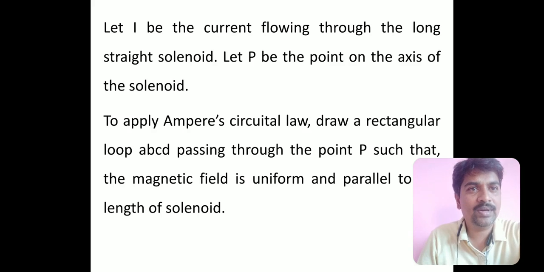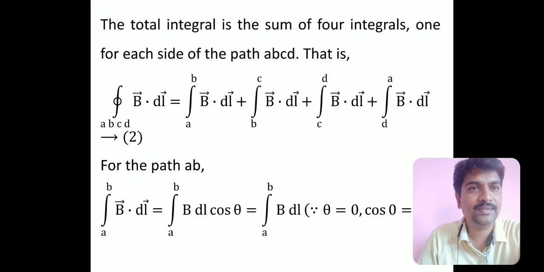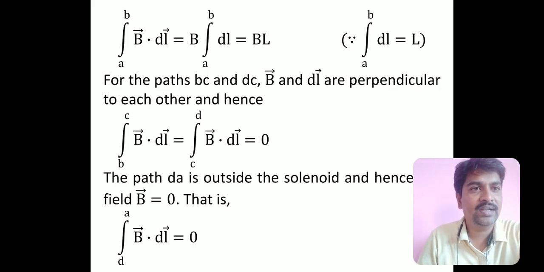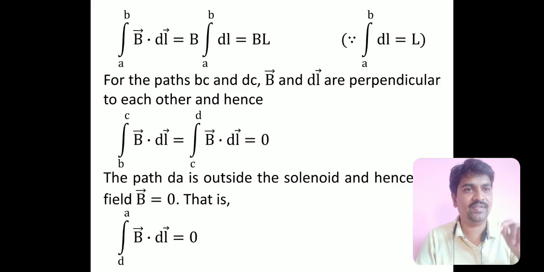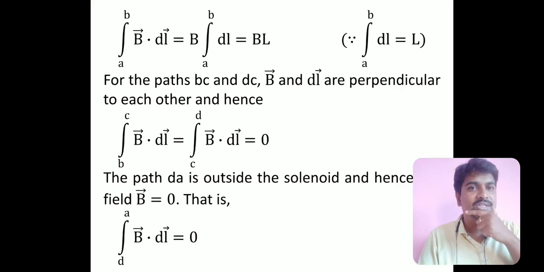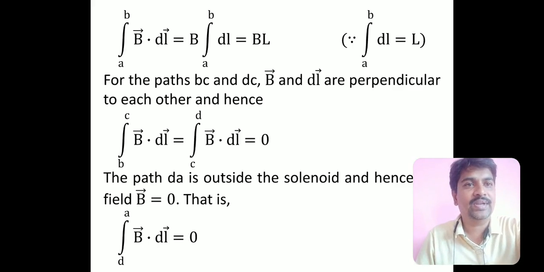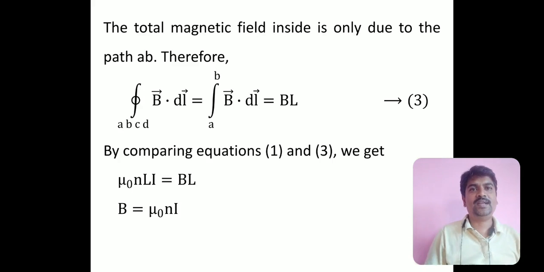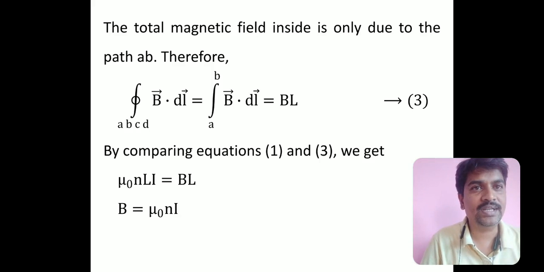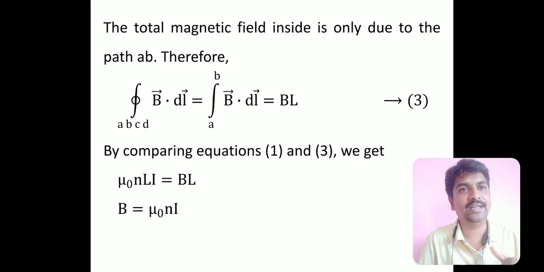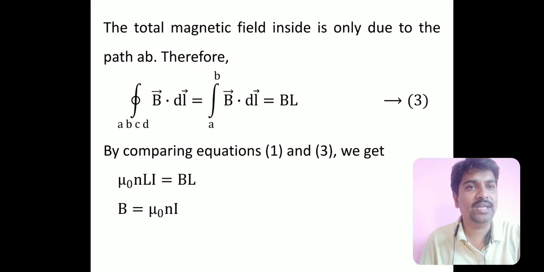So the AB path is just B into L, the length of the rectangle. All these three become 0: two because they are perpendicular to the magnetic field, and another one because it is outside the solenoid, so outside you cannot expect a magnetic field. Overall, the line integral of B dot dl over ABCD is simply the line integral from A to B, which is equal to B into L.